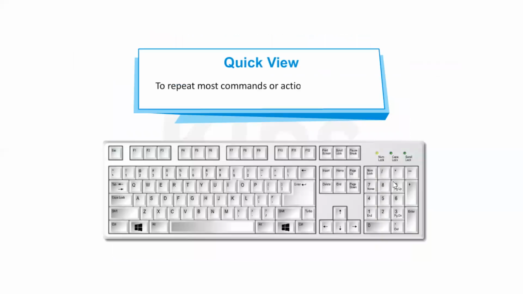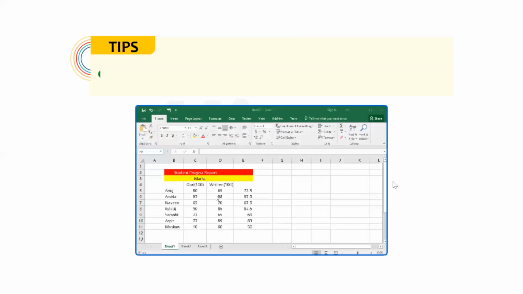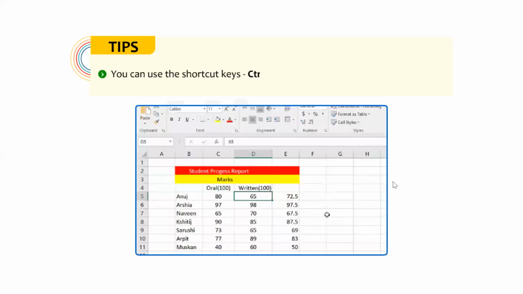Students, let us have a quick view. To repeat most commands or actions, press the F4 key. Students, let me share some interesting tips with you. You can use the shortcut keys Ctrl+Z for undo and Ctrl+Y for redo actions.